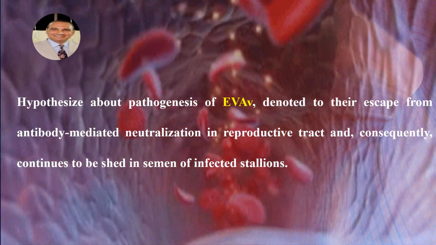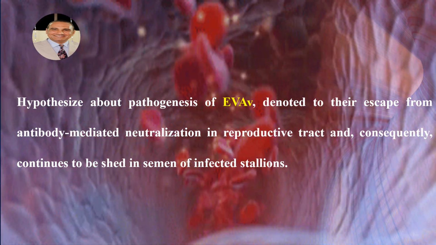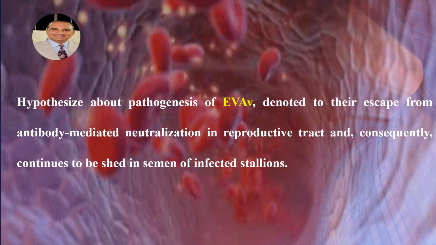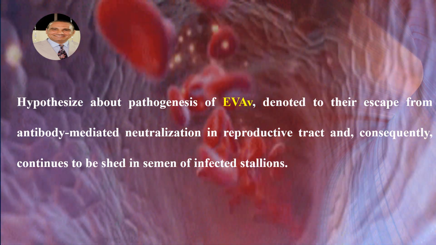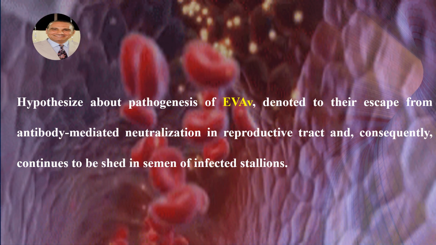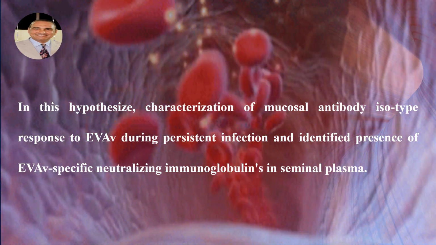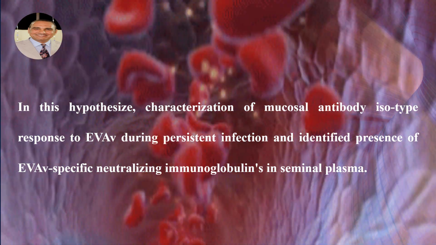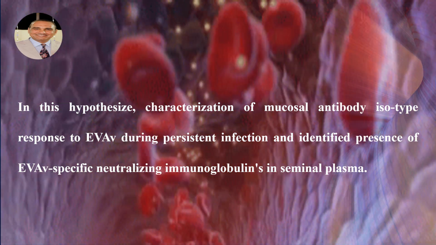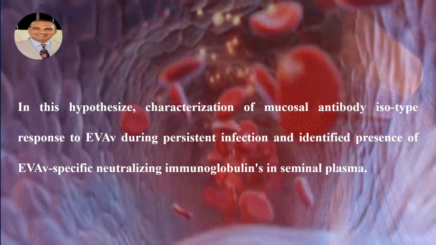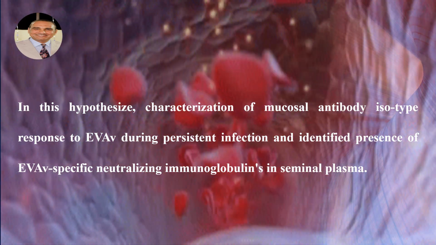Hypotheses about the pathogenesis of equine viral arteritis virus denote its escape from antibody-mediated neutralization in the reproductive tract, and consequently it continues to be shed in the semen of infected stallions. In this hypothesis, the mucosal antibody isotype response to equine viral arteritis virus during persistent infection was characterized, and the presence of virus-specific neutralizing immunoglobulins in the seminal plasma was identified.